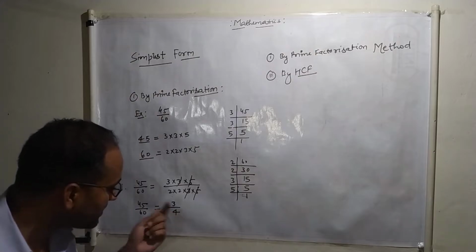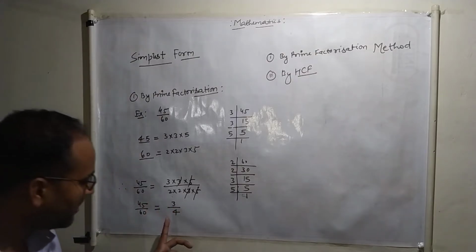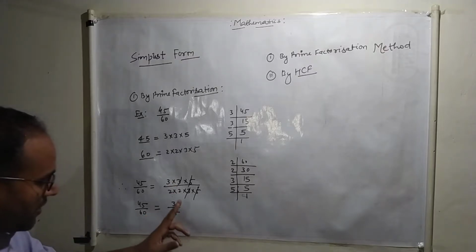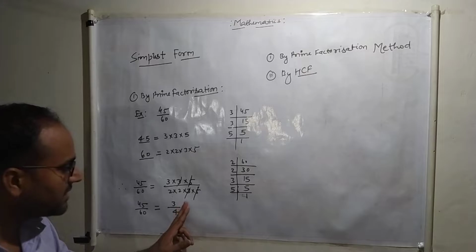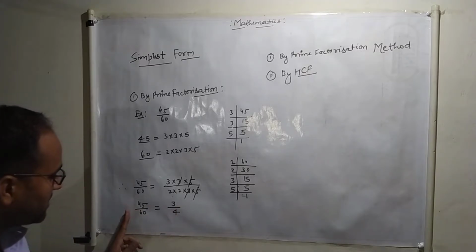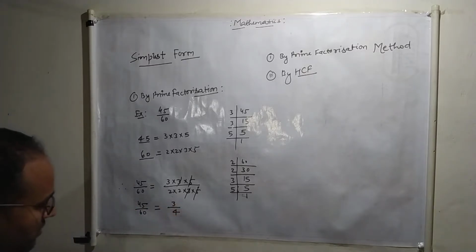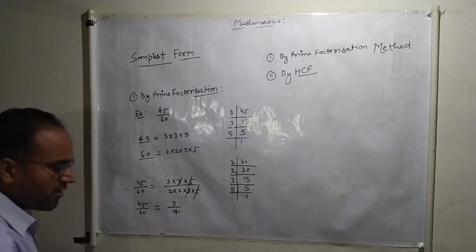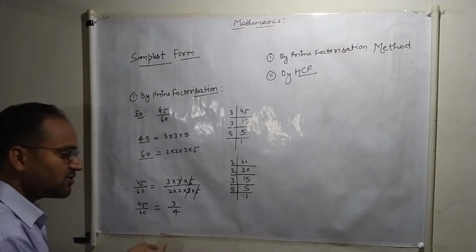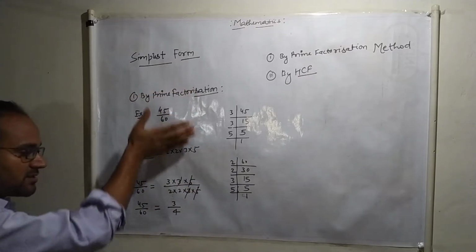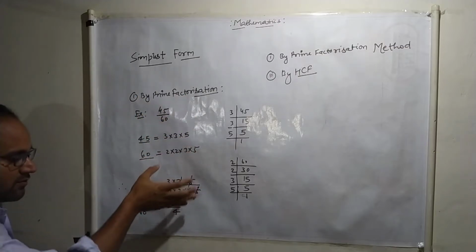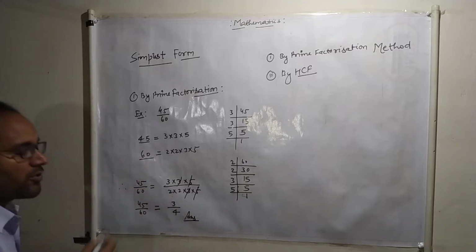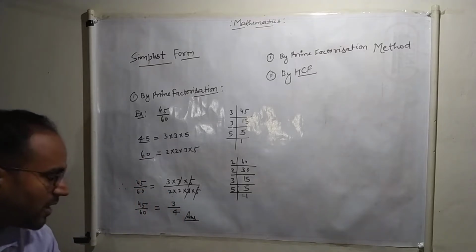Then you can see that the factors of 3 are 1 and 3, and the factors of 4 are 1 and 4, meaning 1 and 2 into 2. There is no common factor other than 1, which means it is in simplest form. So the simplest form of 45 upon 60 is 3 upon 4. One more way to check is to find the HCF of 3 and 4; if you get 1, then they are said to be in simplest form. So 3 upon 4 is the simplest form of 45 upon 60.